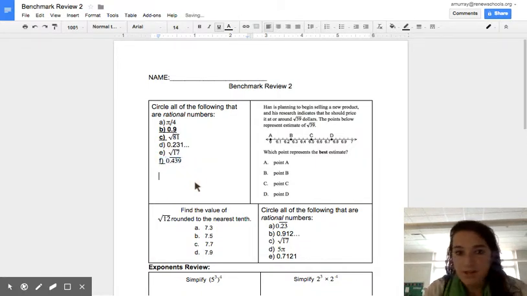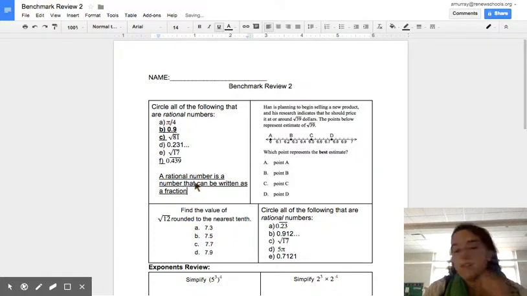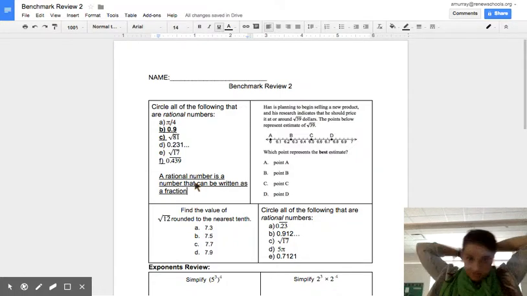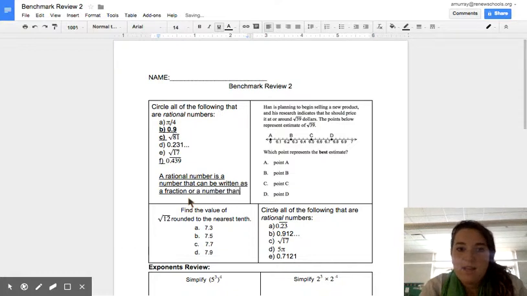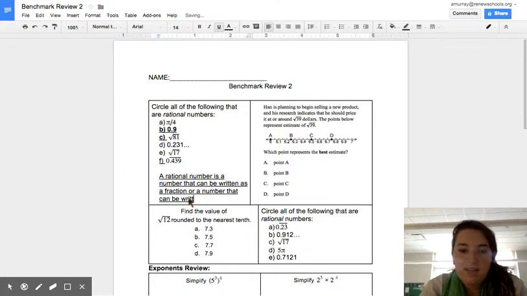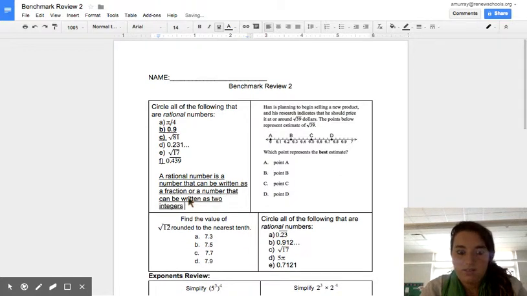What is a rational number? A rational number is a number that can be written as a fraction. So this includes repeating decimals, terminating decimals, perfect square roots, and all of that. This can also be written as a number that can be written as an integer divided by another integer, as two integers divided by each other. Okay, so that's number 1.